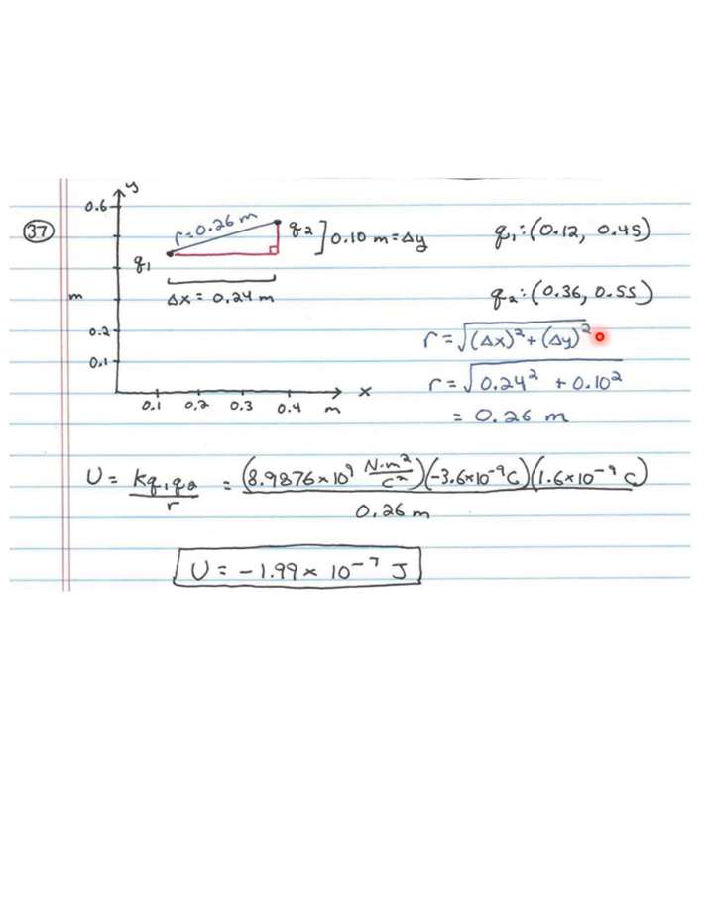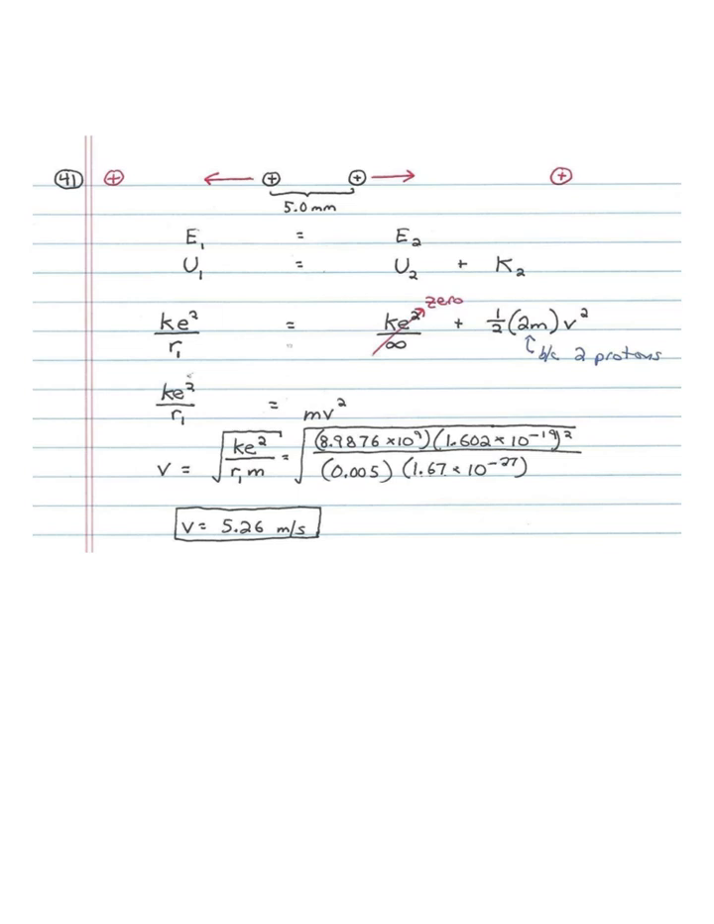Now the equation I'm using is this, that the distance between any 2 points is the square root of the difference of the x's squared plus the difference of the y's squared. But it helps to see it as a picture. So we plug in the difference of the x's 0.24 squared, the difference of the y's 0.1 squared, take the square root, and we get a distance of 0.26 meters. Then we plug that into the potential energy equation with the given charges, and we get a potential energy of negative 1.99 times 10 to the negative 7 joules.